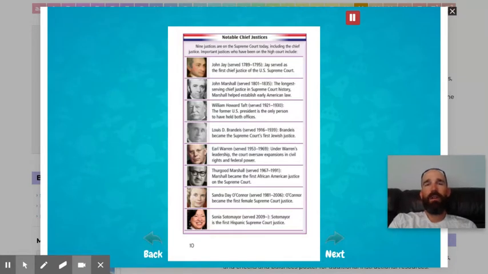Today we're going to finish reading about the judicial branch, and then following that we will take a little quiz, and then we'll talk about what your writing is going to look like today and for the rest of the week. So we read through page 10 yesterday. We left off after learning about some of the notable chief justices. And so now we're going to continue on page 11. Please make sure you have your text or you are following along on the screen.